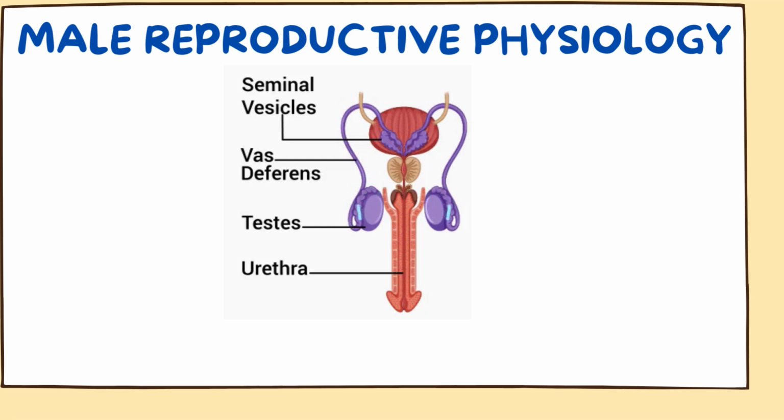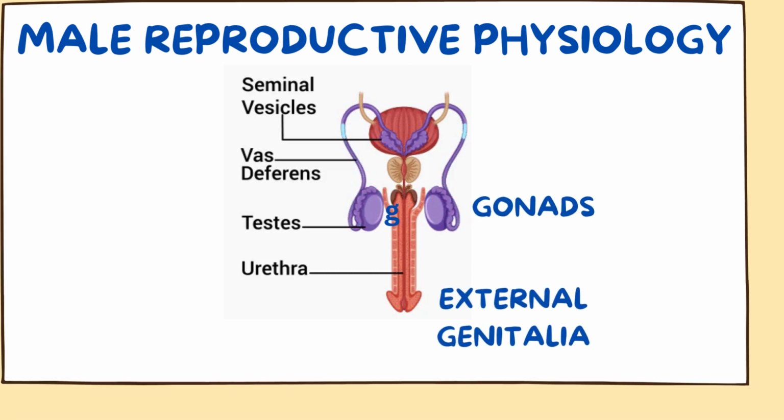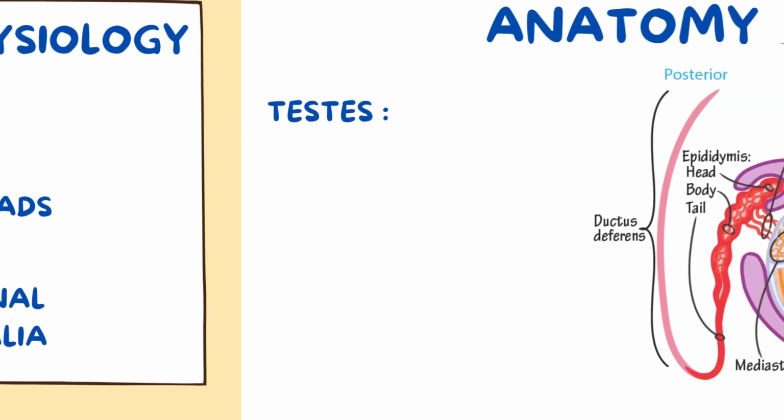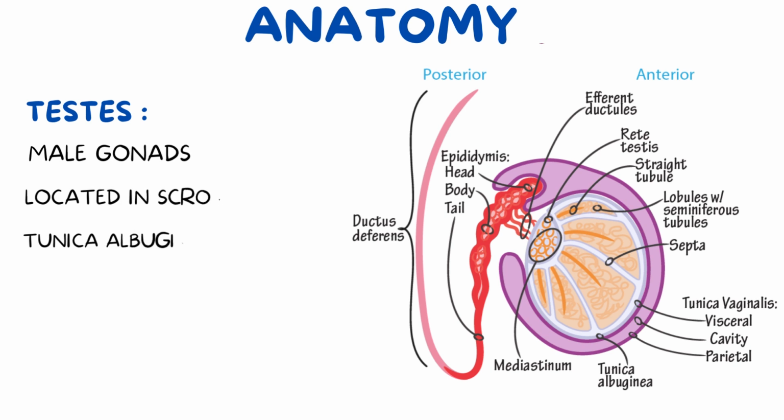The male reproductive system consists of two main components. The first component is the gonads, while the second component is the external genitalia. Before proceeding, it's important to understand the anatomy of the male reproductive system. The testes are the male gonads located in a pouch of skin called the scrotum. They are covered by a capsule called the tunica albuginea. Here is an illustration representing the testes.